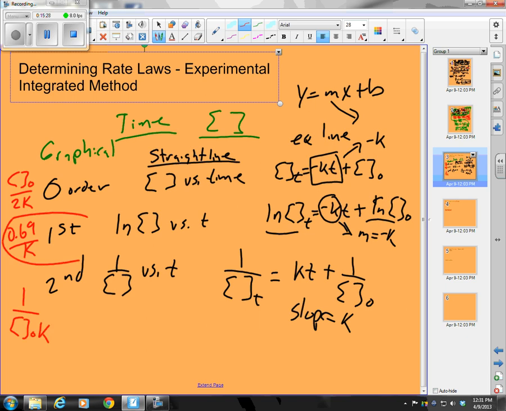Notice here, for first order, it is completely independent of concentration. That's important. If you look at data and the half-life is consistent regardless of the initial concentrations, then it's got to be first order. Okay? All right. Good. Moving on.